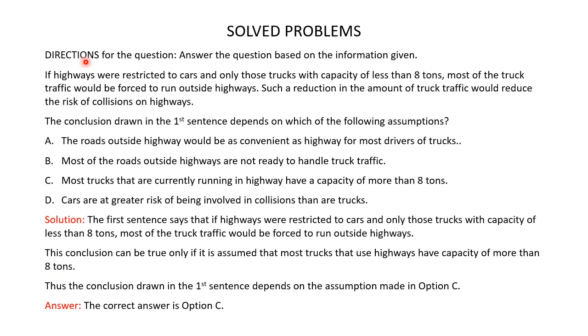Directions for the question. Answer the question based on the information given. If highways were restricted to cars and only those trucks with capacity of less than 8 tons, most of the truck traffic would be forced to run outside highways. Such a reduction in the amount of truck traffic would reduce the risk of collision on highways.